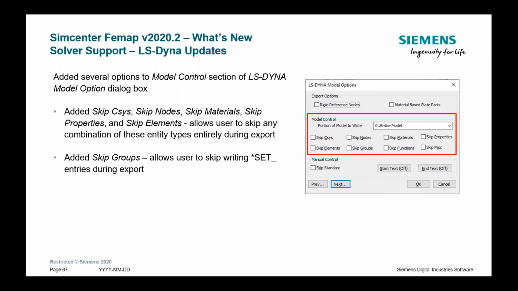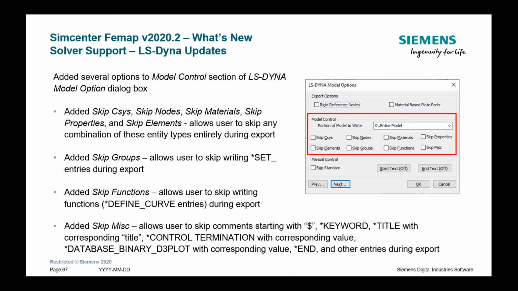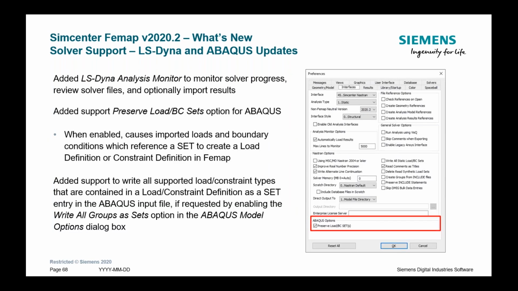So again, you can skip the groups, you can skip just functions if you want to for some reason, and that's just some other, once again, solver comments, titles, and some additional solver type control that you can have it skip. There's also now an LS-DYNA analysis monitor. So if you have Femap set up via the solvers tab in file preferences to automatically launch LS-DYNA for you, the LS-DYNA analysis monitor will monitor your job and then allow you to automatically load the results with a button from within Femap.